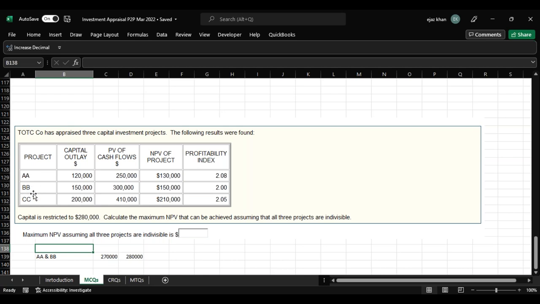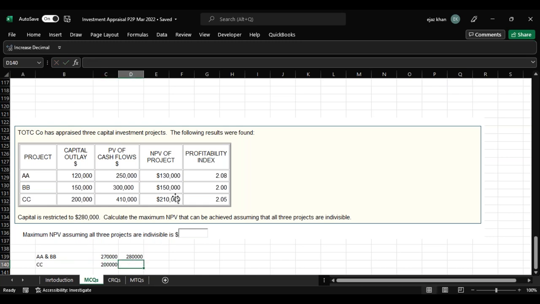Can we have these two together? BB and CC? Again, no. We will be needing $350,000. We don't have that. So can we have CC alone? Yeah. We need $200,000 and we have $280,000. So we can have CC alone.